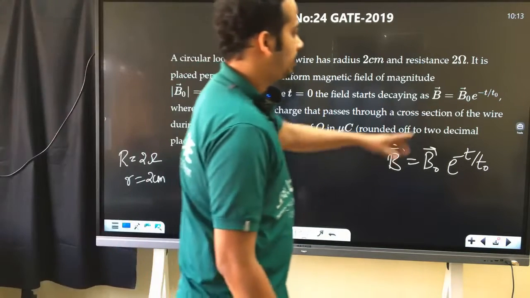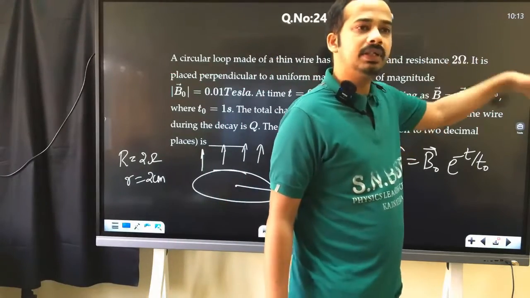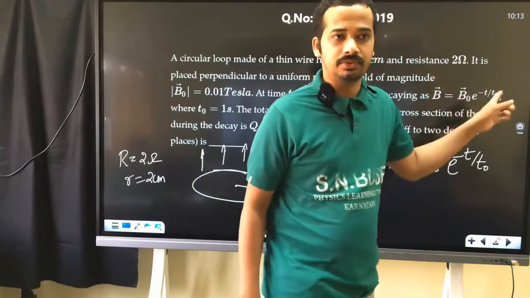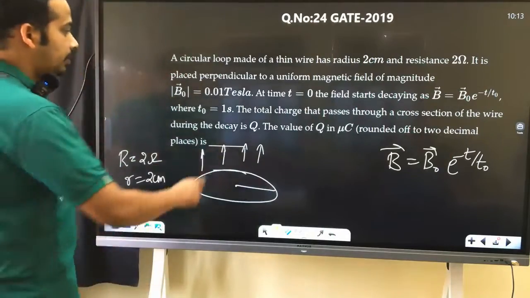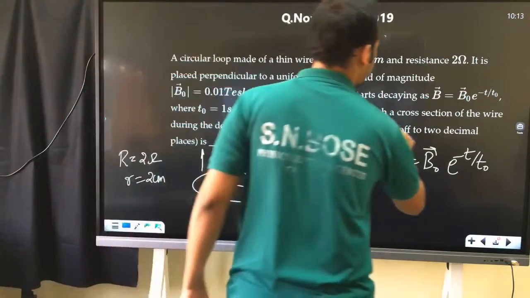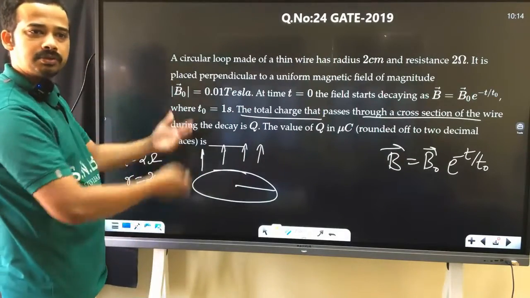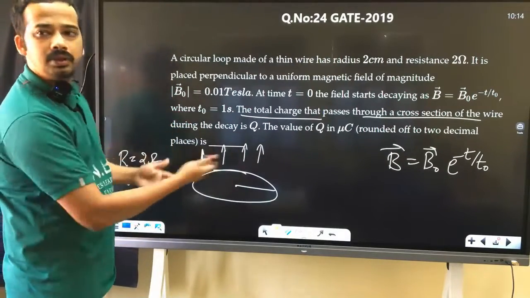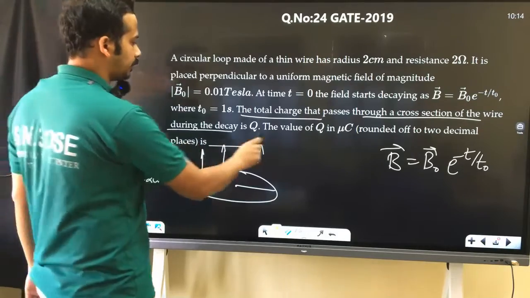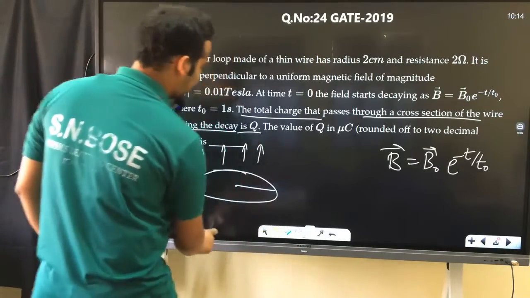So when you wait for sufficient time, it will decay to zero, am I right? The magnetic field will decay to zero. The total charge that passes through a cross section of the wire, current will flow, am I right? Because of the time varying magnetic field, you have induced EMF and all. During that, the charge is Q.